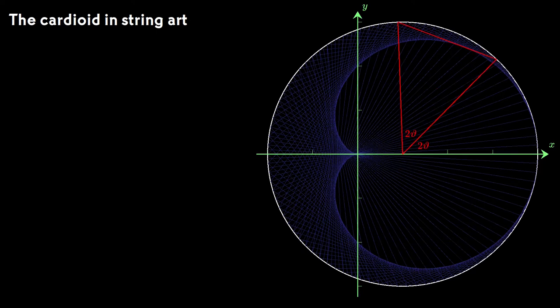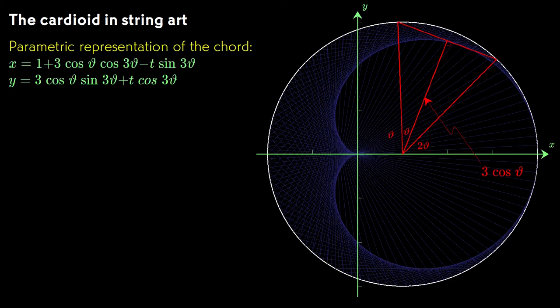Let's look at the equation for one string, which is a chord of the circle running from an angle of 2 theta to an angle of 4 theta. I've used 2 theta as the angle once again because I'll be bisecting it in the next step. So we bisect that central angle, which forms a perpendicular bisector of the string. Since the radius of the circle is 3, the altitude of the triangle is 3 cos theta, and some straightforward trigonometry gives us a parametric representation of the string.